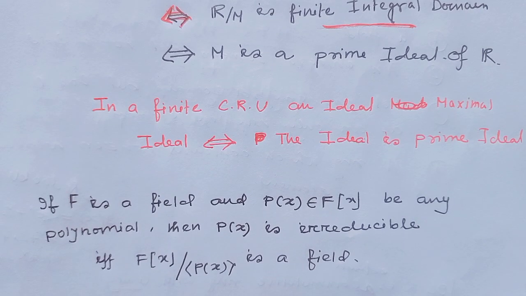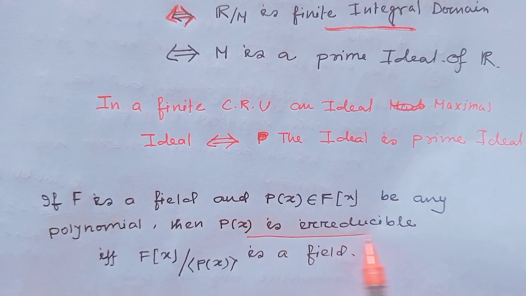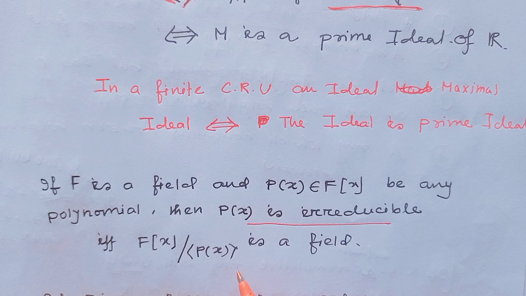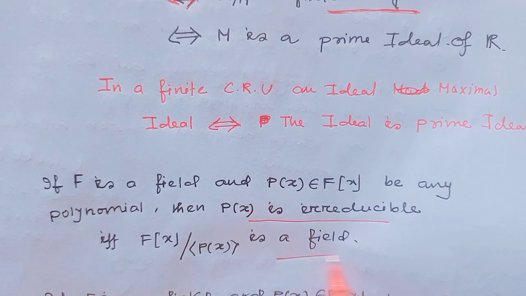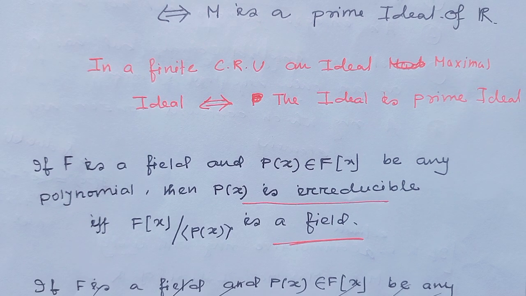Also, all of us know, if F is a field and p(x) belongs to F[x] is any polynomial, then p(x) is irreducible if and only if F[x] modulo the ideal generated by p(x) is a field. If p(x) is an irreducible polynomial, then F[x] modulo the ideal generated by p(x) is a field. That means if p(x) is irreducible, then F[x]/⟨p(x)⟩ is always a field, and if F[x]/⟨p(x)⟩ is a field, then the ideal generated by p(x) is a maximal ideal.